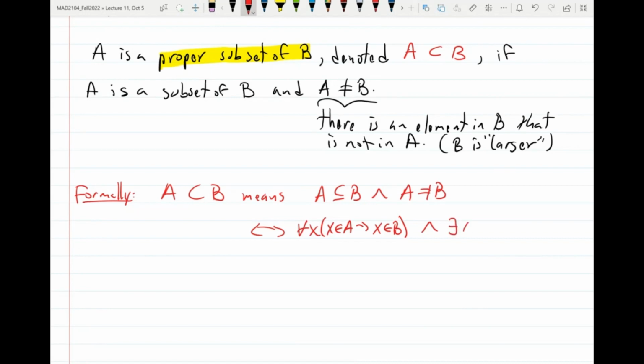There exists an element in B. There exists x in B such that x is not in A. Okay? In other words, to show proper subset, you need to argue these two things. This part here stands for A is a subset of B, and this part here stands for the fact that B has something that A does. So you need to argue those two: subset, and then prove that B is larger. Okay? You need to argue those two steps.